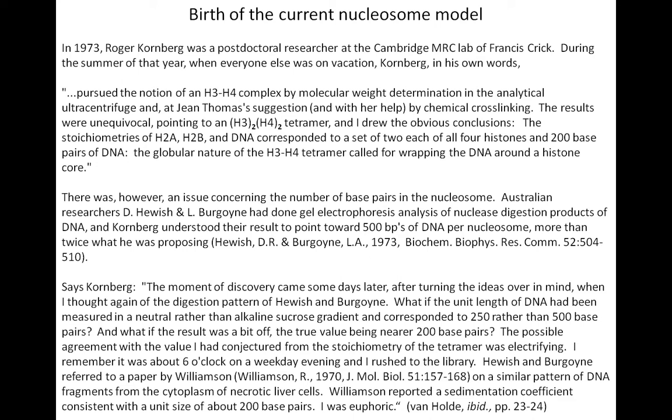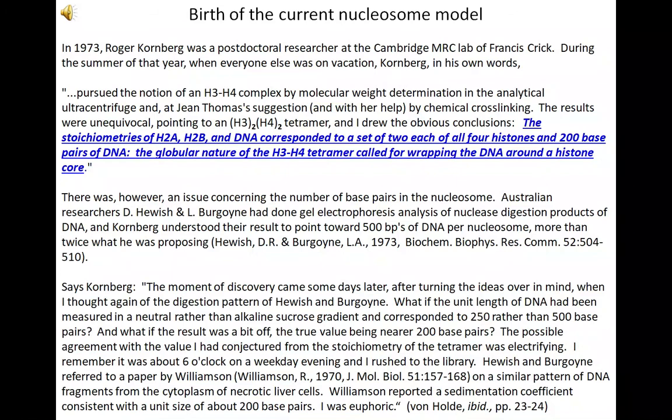science to this day. The stoichiometries of H2A, H2B, and DNA corresponded to a set of 2 each of all 4 histones and 200 base pairs of DNA. The globular nature of the H3-H4 tetramer called for wrapping the DNA around a histone core. Now, that DNA base pair count of 200 is not carved in stone, and various estimates of the number of base pairs per nucleosome exist, all, however, being somewhere between 100 and 200.